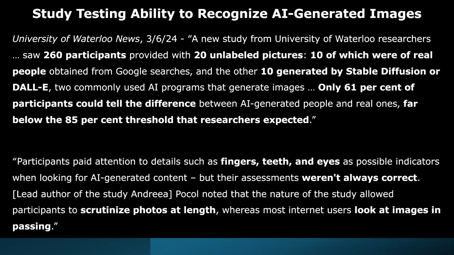Only 61% of participants could tell the difference between AI-generated people and real ones, far below the 85% threshold that researchers expected, end quote. The article also indicated that, quote, participants paid attention to details such as fingers, teeth, and eyes as possible indicators when looking for AI-generated content, but their assessments weren't always correct. Lead author of the study, Andrea Pokel, noted that the nature of the study allowed participants to scrutinize photos at length, whereas most internet users look at images in passing, end quote.